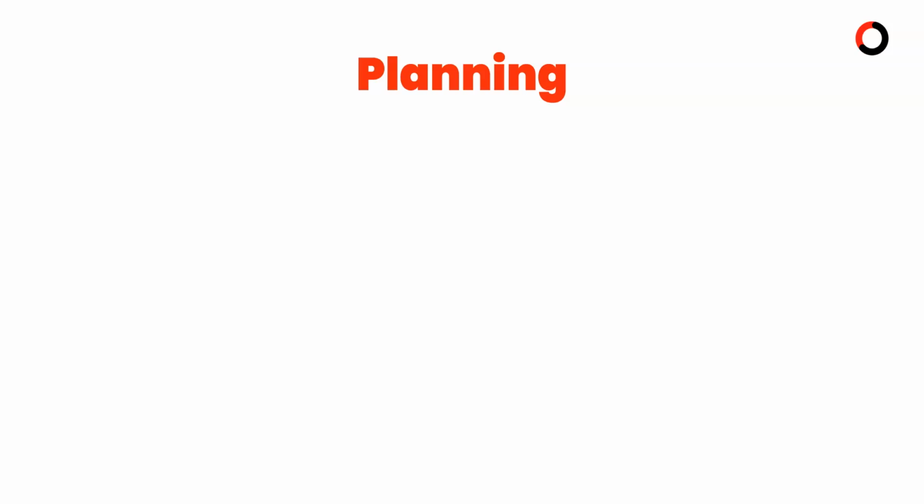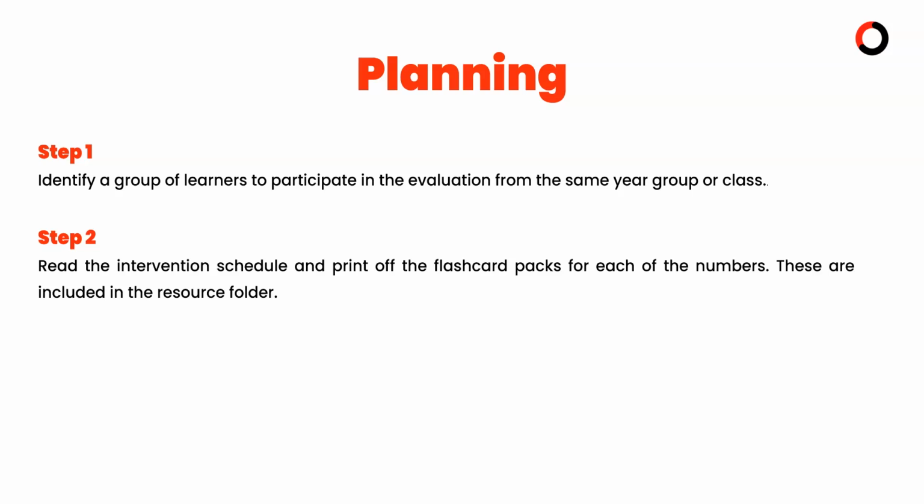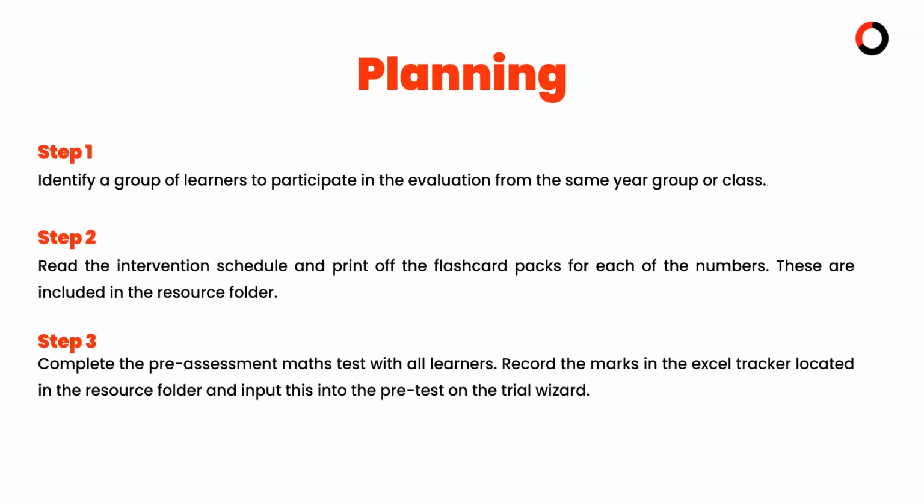Planning. So let's look at this from a step-by-step planning approach. First thing we ask you to do is identify a group of learners to participate in the evaluation from the same year group or class. Step 2, read the intervention schedule and print off the flashcard packs for each of the numbers. These are included in the resource folder. Step 3, complete the pre-assessment maths test with all learners. Record the marks in the Excel tracker located in the resource folder and input these into the pre-test on the trial wizard.